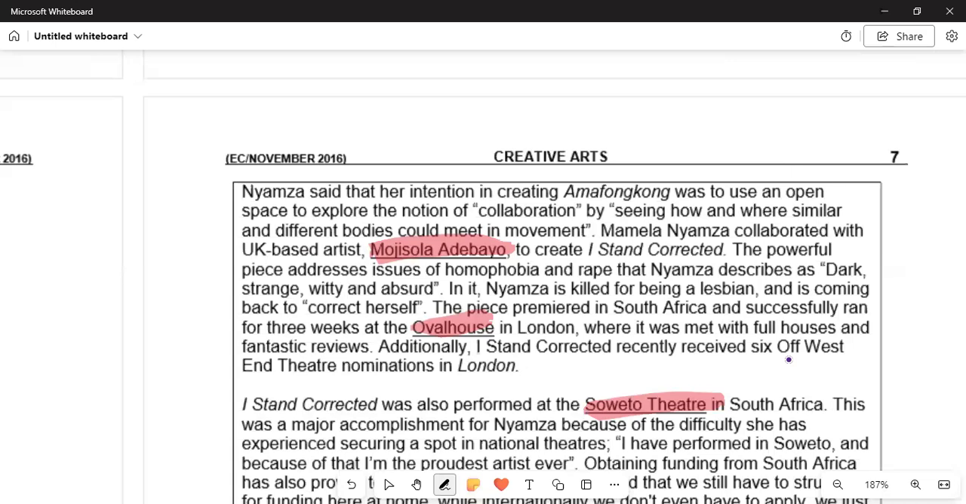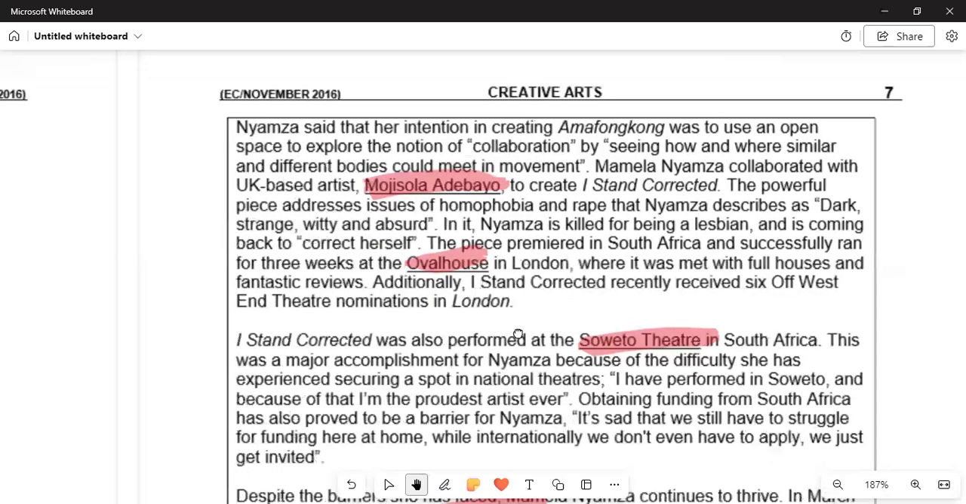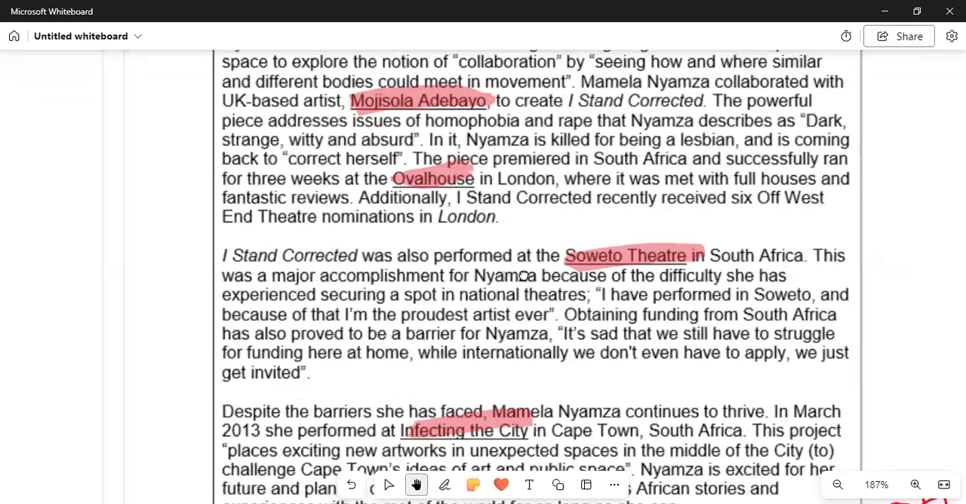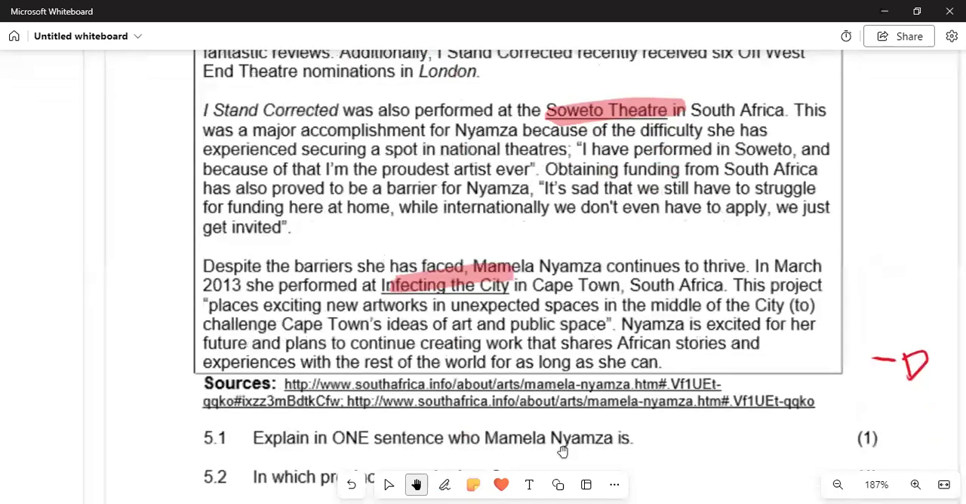Mamela Nyamza collaborated with the UK-based artist Michael Adebayo to create I Stand Corrected. The powerful piece addresses the issues of homophobia and rape, which Nyamza describes as a lesbian being killed for who she is and coming back to correct it. The piece premiered in South Africa and successfully ran for 3 weeks at the Oval House with fantastic reviews. Additionally, I Stand Corrected received 6 West End Theatre nominations in London.